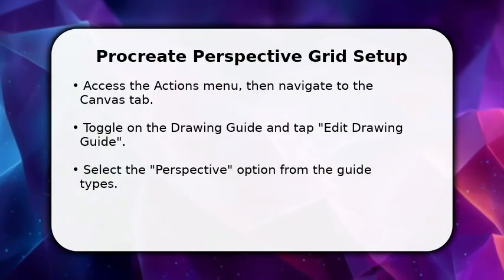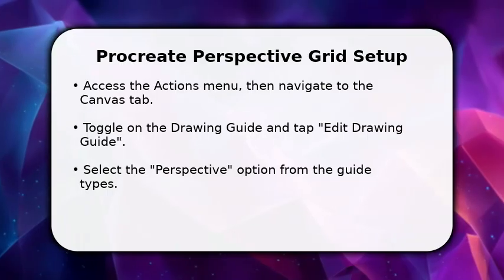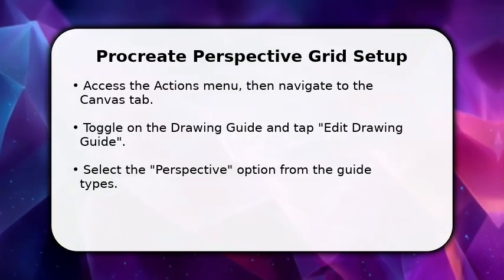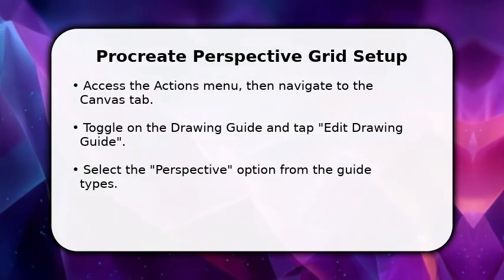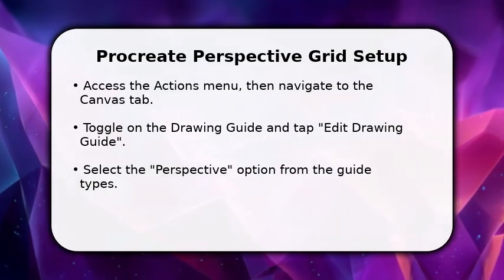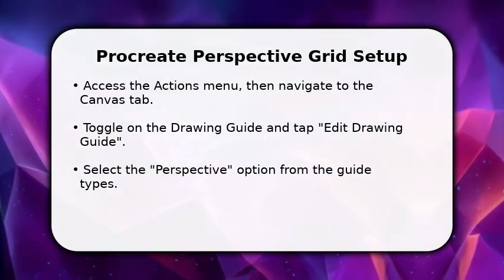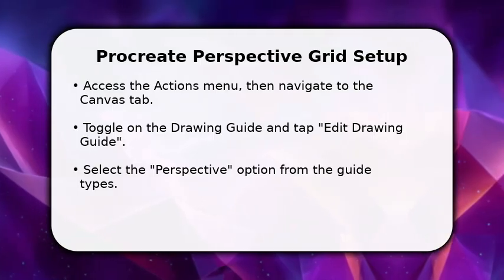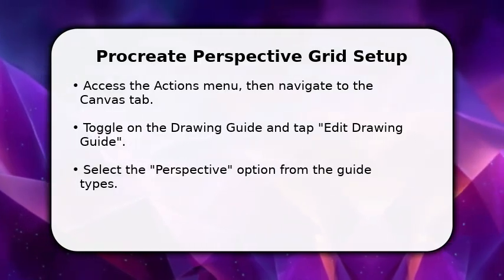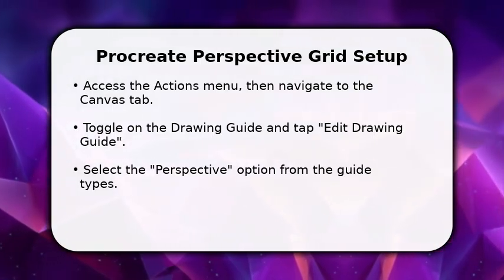In this video, I will explain how to set up a perspective grid in Procreate. First, open the Actions menu, which is the wrench icon, and select the Canvas tab. Next, toggle on the drawing guide and then tap Edit Drawing Guide to customize it. From the options presented, choose the Perspective tab.